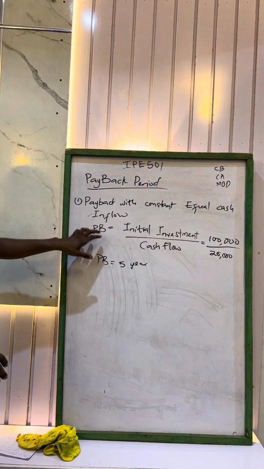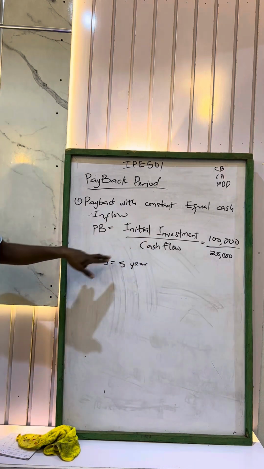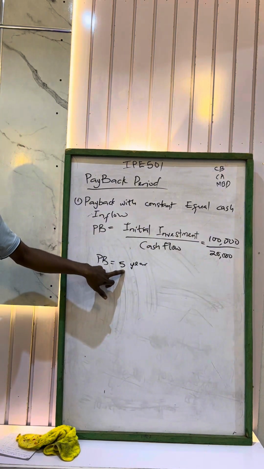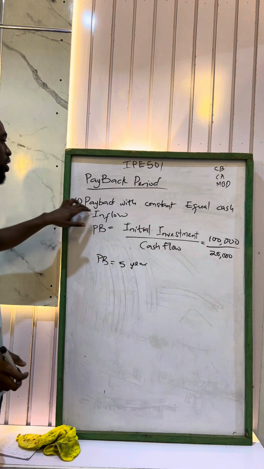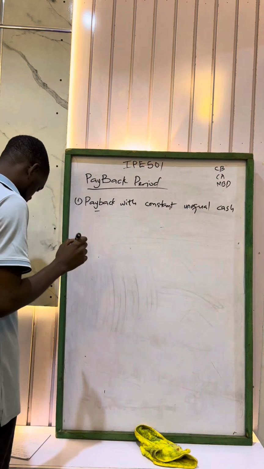So this is easy. Your payback is the initial investment divided by the cash flow; it's going to give you your payback period. The next one we're going to move into is the payback period with unequal cash inflow.